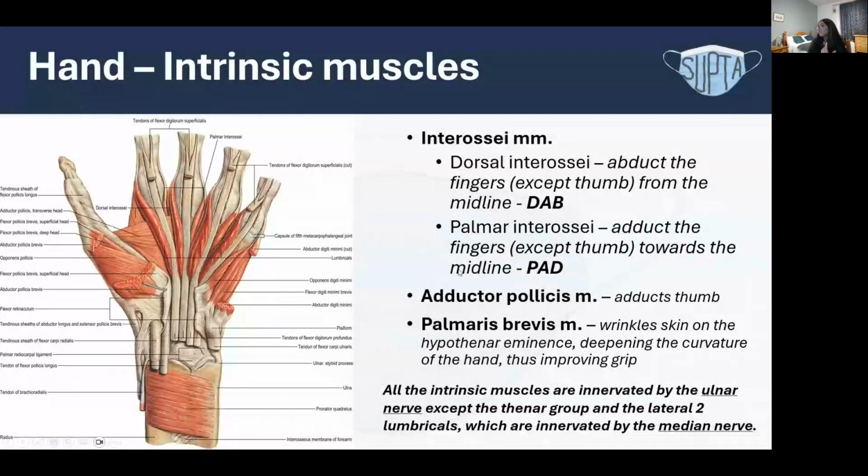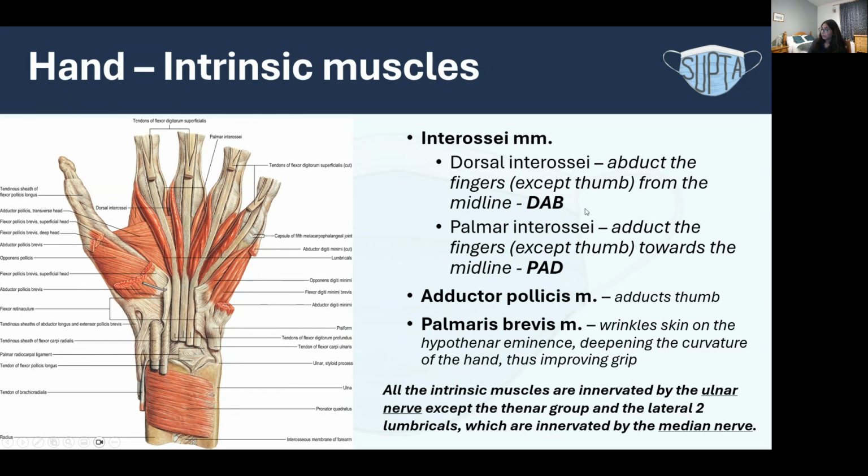Then we have our adductor pollicis, which adducts the thumb. Our thumb's really special, so it needs its own set of special muscles. And we have the palmaris brevis muscle. This is an interesting muscle because it's quite unique, so you won't be able to forget it. It wrinkles the skin on your hypothenar eminence, which deepens the curvature of your hand. It's important to have that curvature because it helps you grab onto things better, since you can't have things that are completely flat.